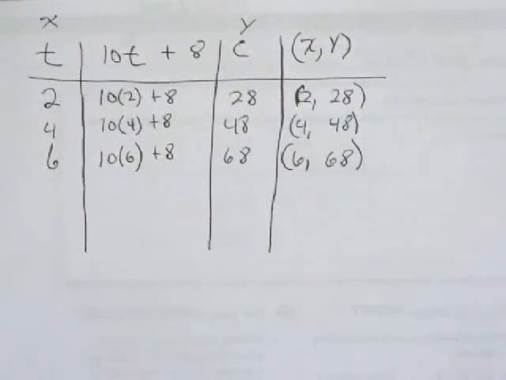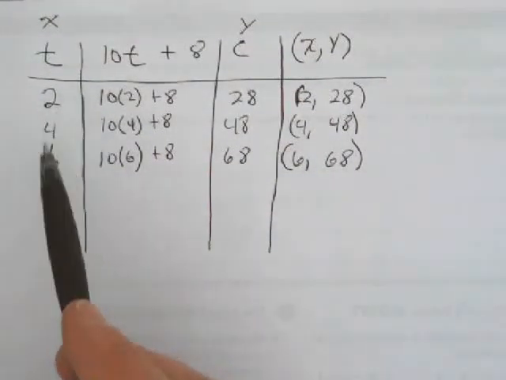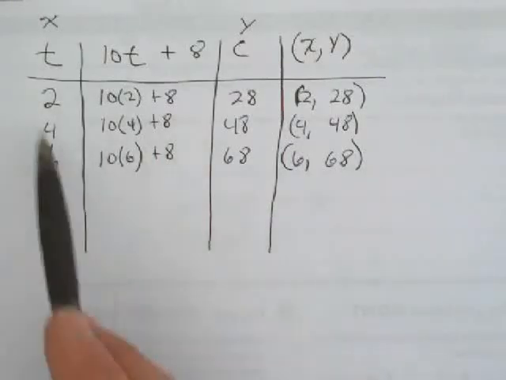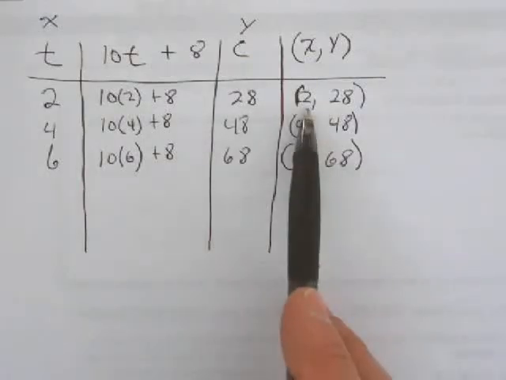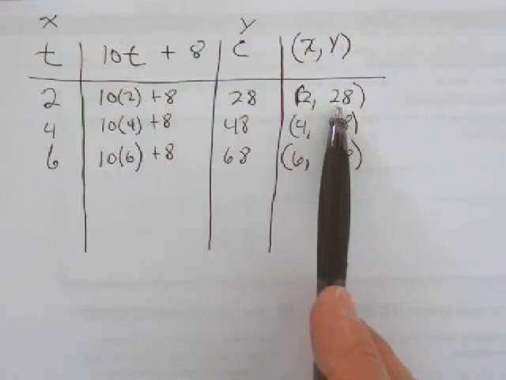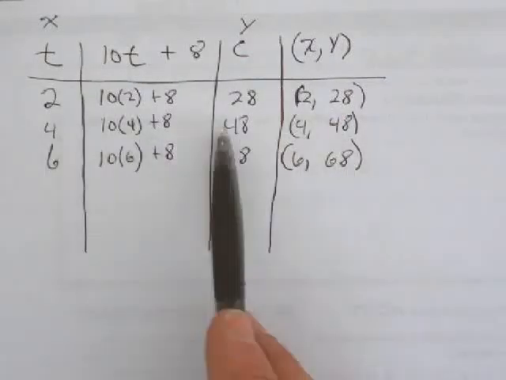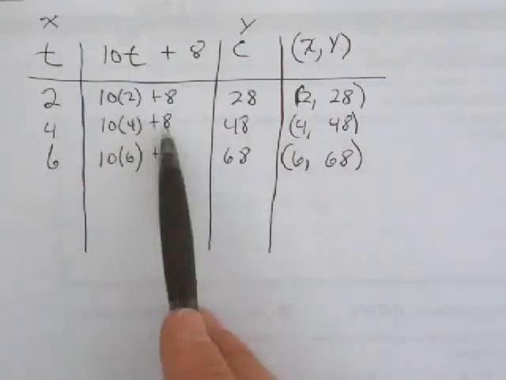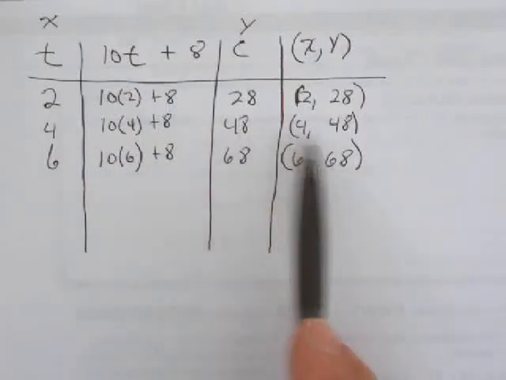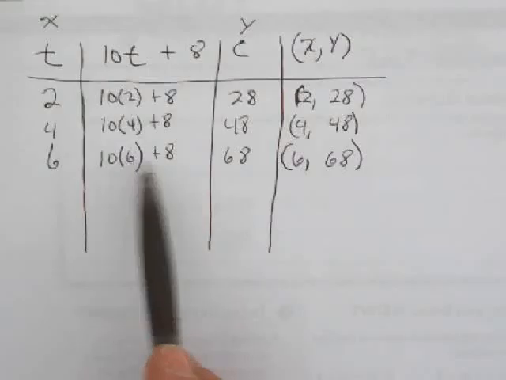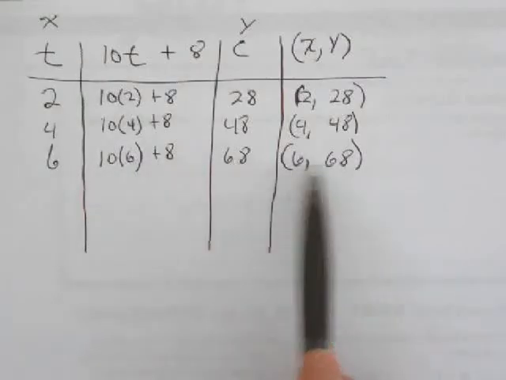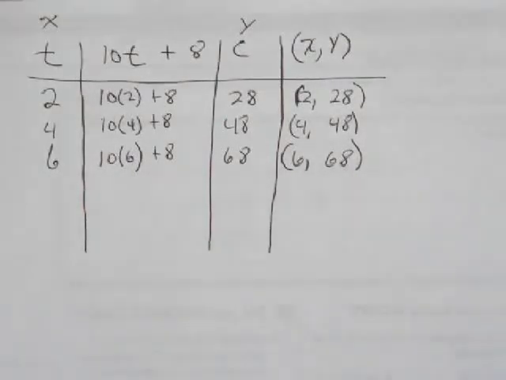So I did it for three scenarios, buying 2 tickets, 4 tickets, and 6 tickets. If I buy 2 tickets, 10 multiplied by 2 plus 8 would be 28. When x, or in this case t, is 2, c, or y, would be 28. I did that for 4: 10 multiplied by 4 plus 8 would be 48. If I buy 4 tickets, my total cost is $48. If I buy 6 tickets, 10 multiplied by 6 plus 8 would be 68. 6 tickets is $68.